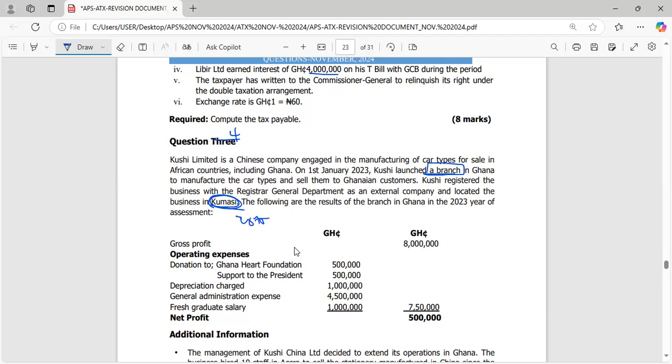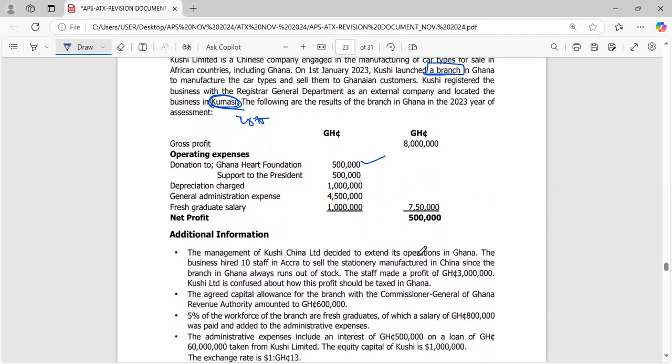The following are the results of the branch in Ghana in the 2023 year of assessment. So gross profit, donation to Ghana Heart Foundation, this will be allowed. What about the support to the presidency? Will it be allowed as a deductible donation? For what purpose? We were not told. Election year. This is not a worthwhile cause. Disallow it. And don't disallow this.